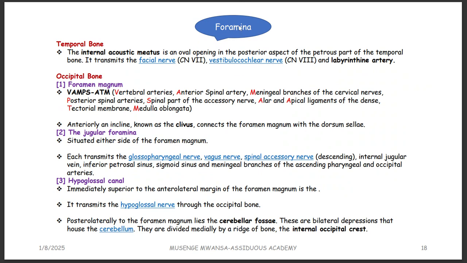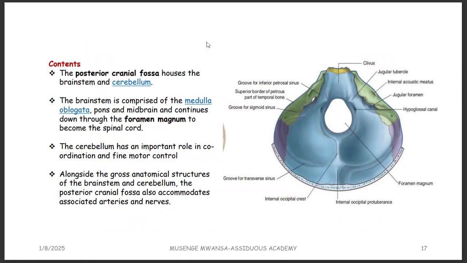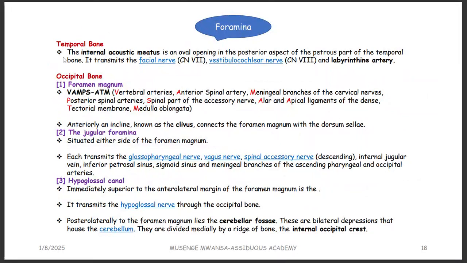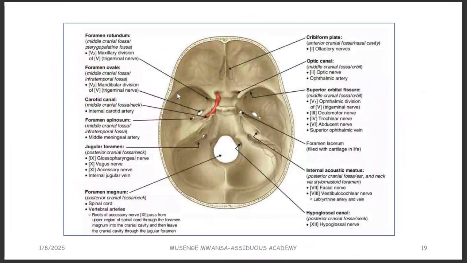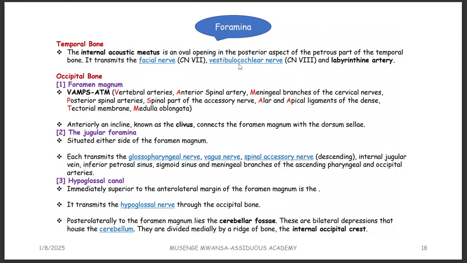So what are the openings found in the posterior cranial fossa? Starting with the openings in the temporal bone, you have got what we call the internal acoustic meatus. Okay, the internal acoustic meatus. Can you see this opening here on the side? This is the temporal bone. That's why I've got the internal acoustic meatus. The contents that pass there are the facial nerve and the vestibulocochlear nerve. You need to know this.